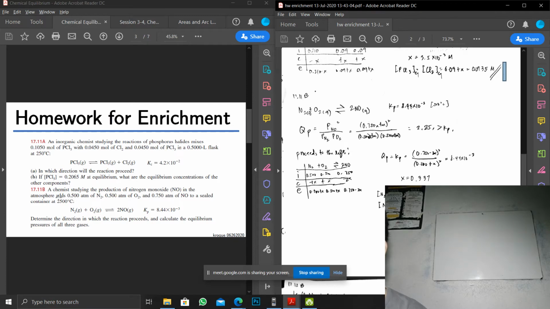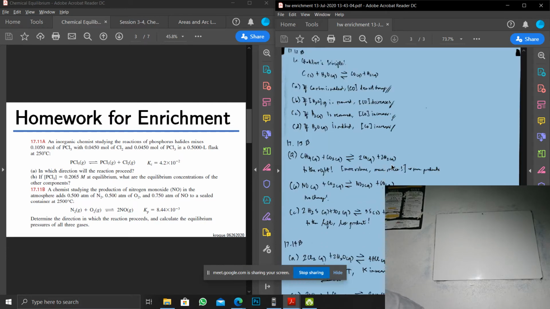Determine the direction in which the reaction proceeds. Kasi nga lahat binigyan din. Ito partial pressures lang. Pero same still. Same thing. QP is equal to NO squared over N2 times O2. So, QP is greater than KP. Therefore, the reaction proceeds to the left. Solve for X, we get this, 0.337. Then solve for the other quantities as required, you'll get these.